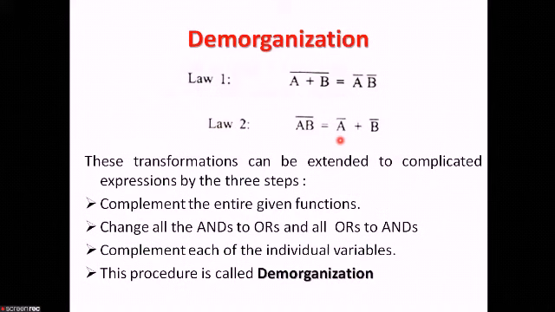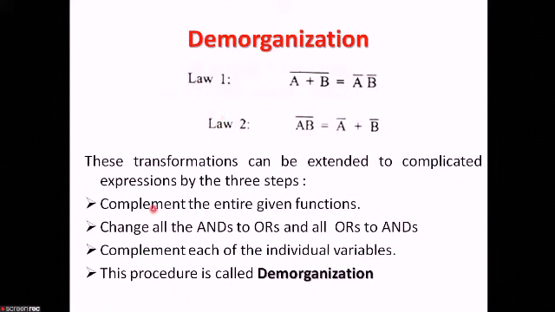Now, this transformation, that is law number 1 and law number 2, can be extended to complicated expressions by these 3 steps. What is the meaning of complicated expressions? Complicated expressions means the complex expressions that will be solved by using the Boolean algebra, and these 2 laws will be very important for solving these complex expressions or complex functions, you can also say.